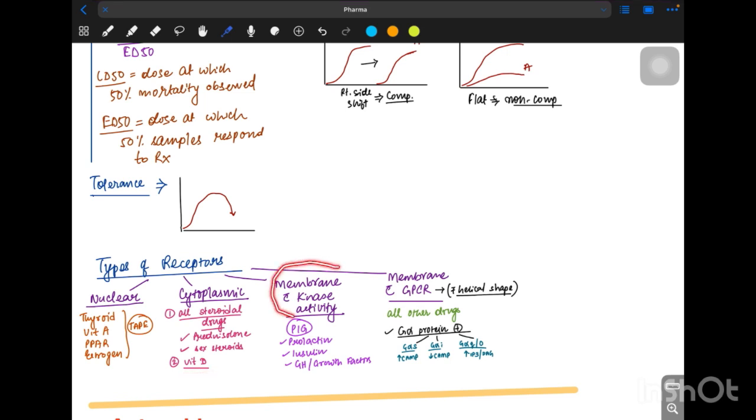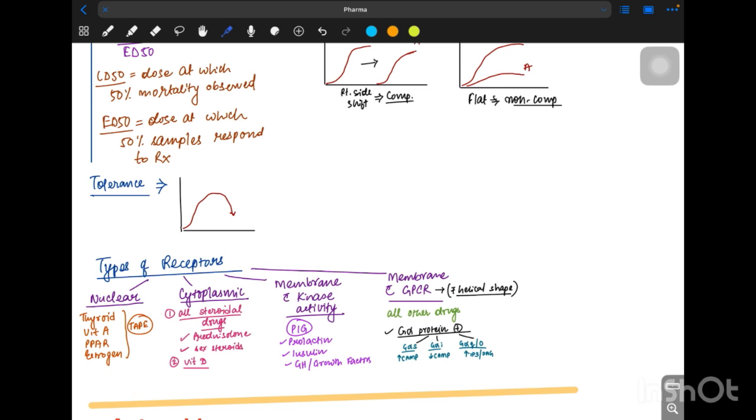Membrane receptors with kinase activity. What are these? You can remember this by the mnemonic PIG. So prolactin, insulin and growth hormone or growth factor receptors. So PIG receptors, prolactin, insulin, growth hormone associated receptors. The fourth one is the drugs which act on membrane receptors associated with G protein coupled receptor. Now this G protein is 7 helical shape, and all the other drugs except these drugs are membrane receptors associated with GPCR.